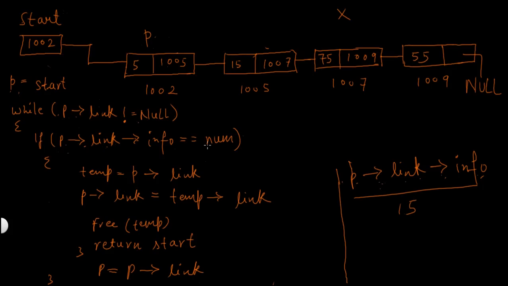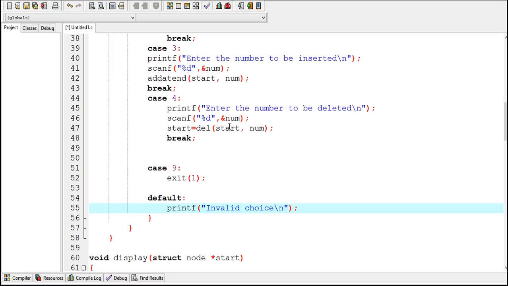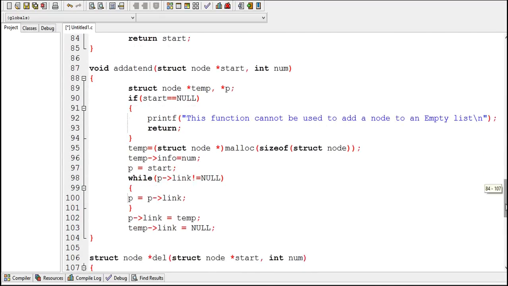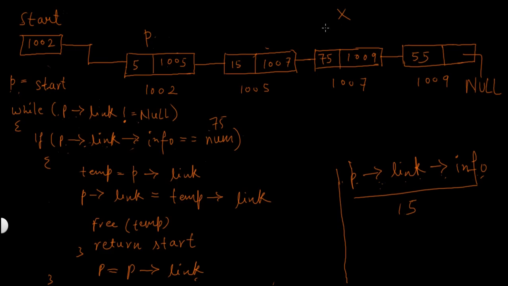Now num, if the user enters 75 as the number with the help of this scanf statement. So in this case, this node should get deleted. So if num is 75, then this if condition will become false, because all this is 15. So this is not equal to the number entered by the user. So if this if condition becomes false, then all this code will not get executed and the control will move to this statement.